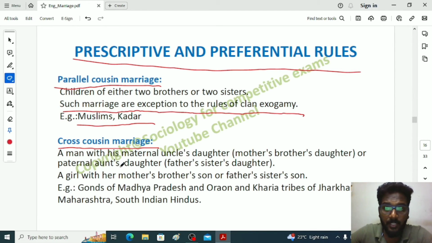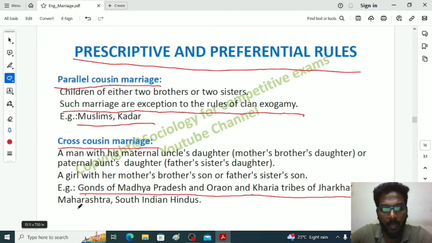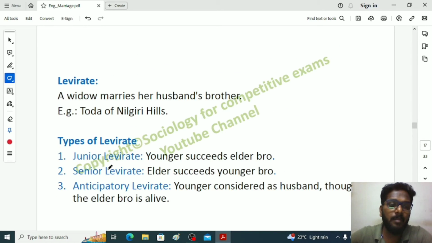It has preferential rules. One can marry cross cousins. This kind of marriage is familiar among Gonds of Madhya Pradesh and Oraon, Kharia tribes of Jharkhand, Maharashtra, South Indian Hindus. Next form of rule is levirate.